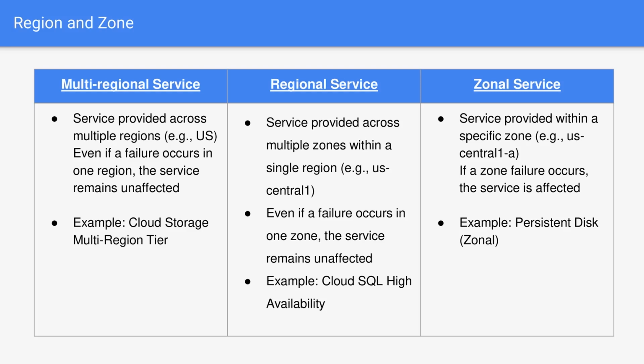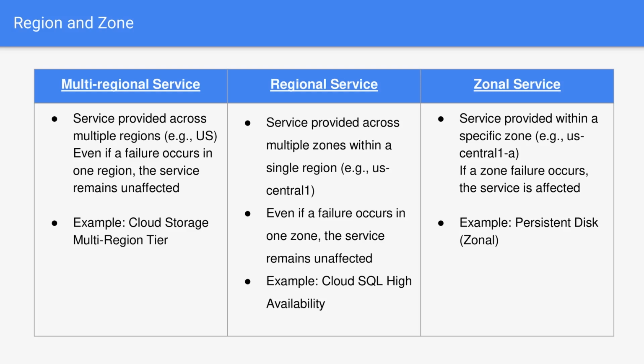Now the second is regional service. Does this mean that it only provides services within that region? This is a service provided across multiple zones within that single region. It's being serviced in the sole region and it includes all of the A, B, and C zones. This means that the service should continue regardless of whether zone A, B, or C fails. So even if a failure occurs in one zone, the service availability should not be affected. As an example, there is Cloud SQL, which can be considered as being configured among these.